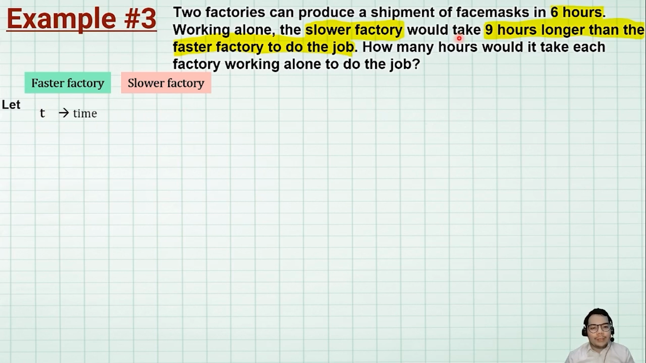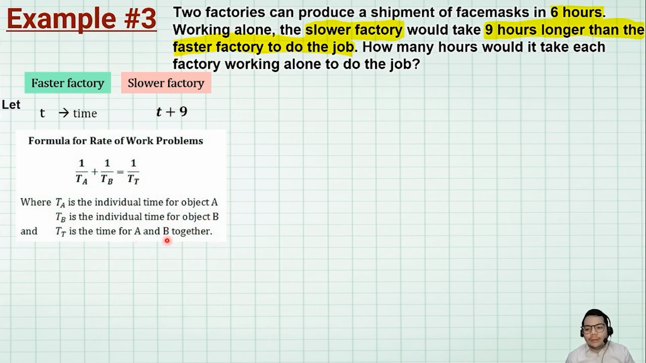Then, since ang sabi dito sa problem is yung slower factory daw, it would take 9 hours longer than the faster factory, may plus 9 tayo. Take note nyo yung mga problem ha. Kapag less than yan, syempre minus 9 yon. Pero since it's longer than, it's plus 9. So, we can just represent the slower factory's time alone as t plus 9. So, we already have the time for each factory. Faster factory, we represent it as t, and the slower factory, we represent it as t plus 9.